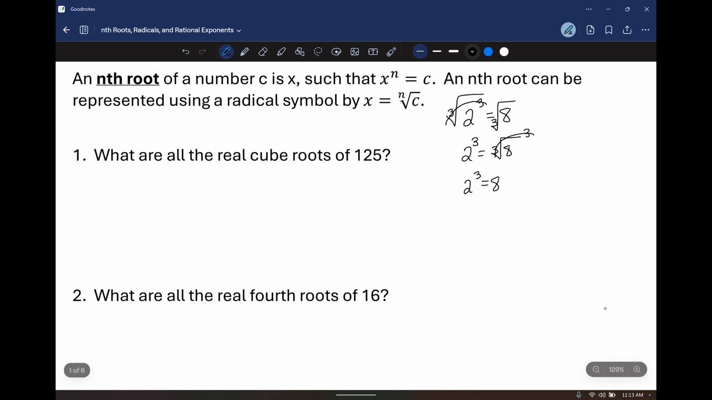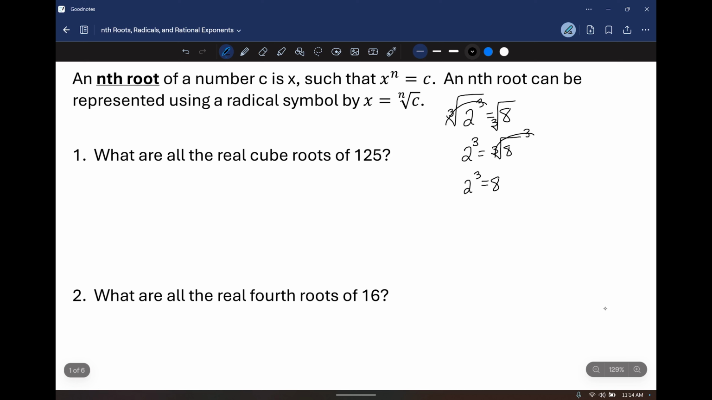Now, when you take odd roots, you get one answer. You can take the odd root of a positive and you can take the odd root of a negative. You get one answer. It's either a positive answer or a negative answer. When you take an even root, you will get two answers, a positive and a negative. So I'm going to give you two examples of this.